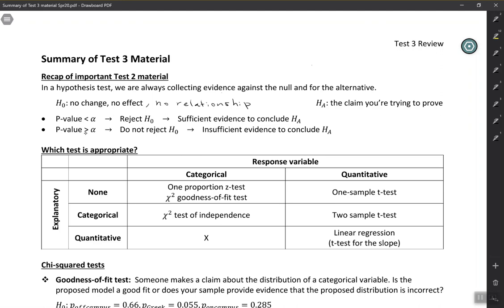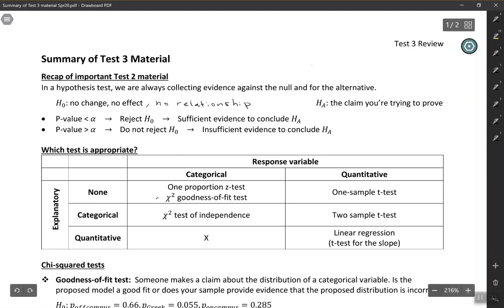So when your p-value is small, that means you reject the null hypothesis, you've got sufficient evidence to conclude the alternative, whereas when the p-value is large, you don't reject the null, you don't really have enough evidence to draw any conclusion. So one of the more challenging aspects of this class is trying to decide which methods are appropriate for which situations. So I made this table to show you how it all fits together.